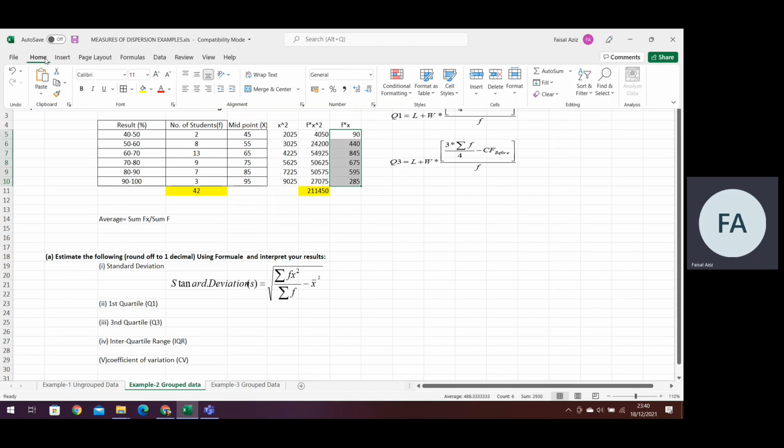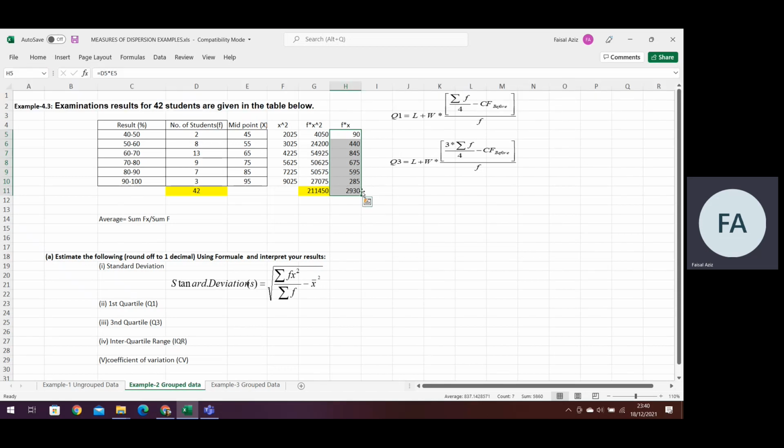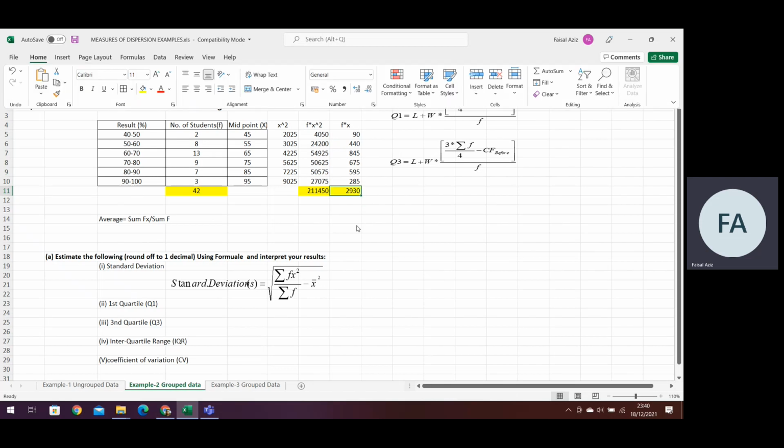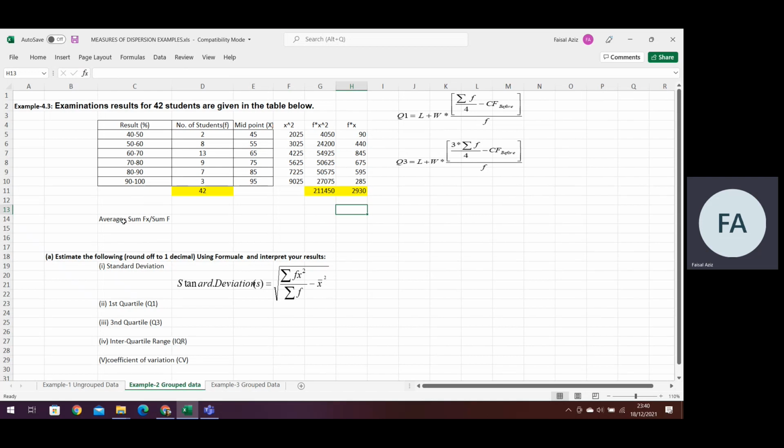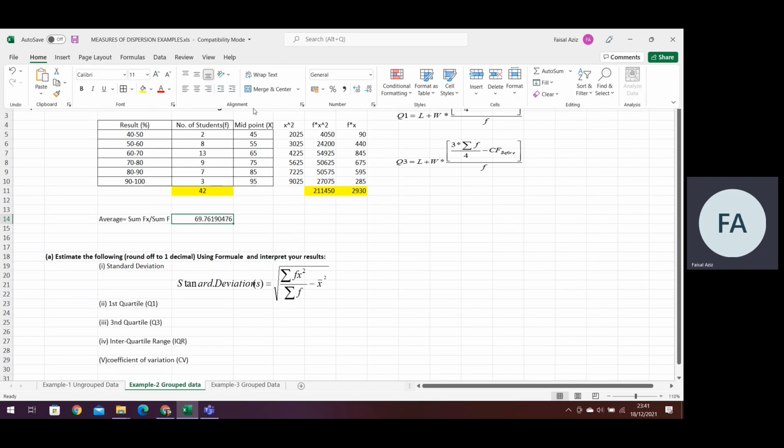So then we'll have to calculate the total. We'll click on auto sum. So the fx will come 2930. So I'm highlighting it again with yellow color. So here average formula, you can see that we need to calculate average or x bar. Sum of fx is 2930, and we'll calculate like this, 2930 divided by sum of f. So this is sum of f. Click enter. So this will come 69.76. This is our mean.